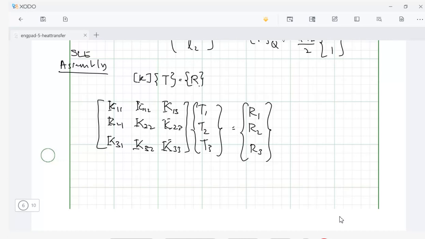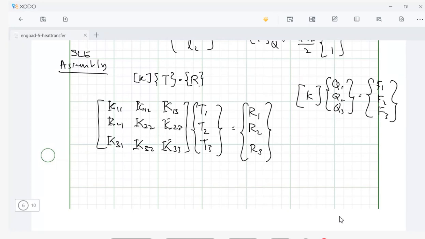Anyone? Can we solve for T1, T2, and T3? Okay, let me rephrase the question now. Let's say we have K, and then we have Q1, Q2, and Q3 for our solid mechanics problem, and then we have F1, F2, and F3. So can we solve this problem? What do we need here?